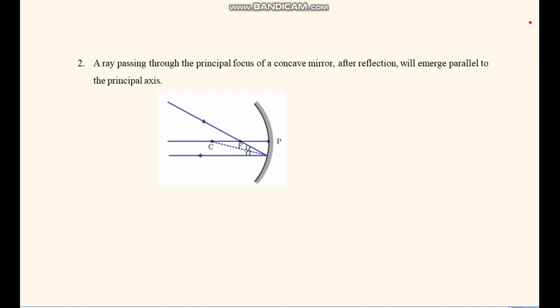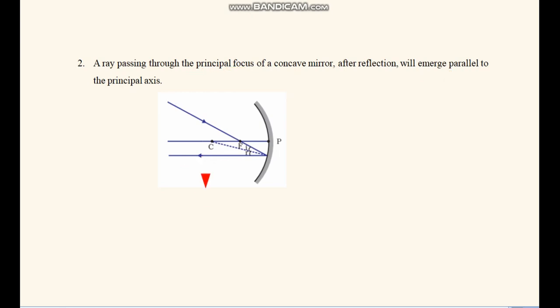The second rule is just the opposite of the first. It says that when a ray passes through the principal focus of a concave mirror, then after reflection it becomes parallel to the principal axis. Here this is the ray which is incident on the mirror and it is passing through the principal focus. After reflection, this ray becomes parallel to the principal axis.